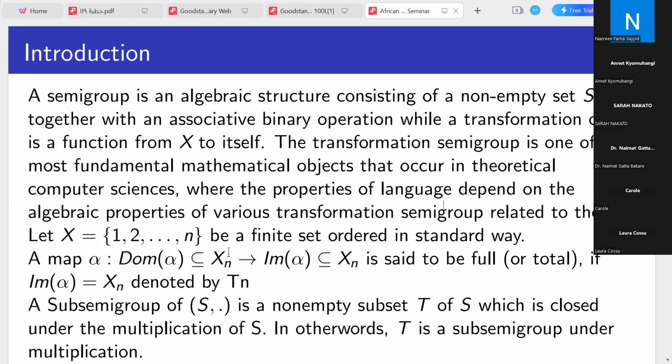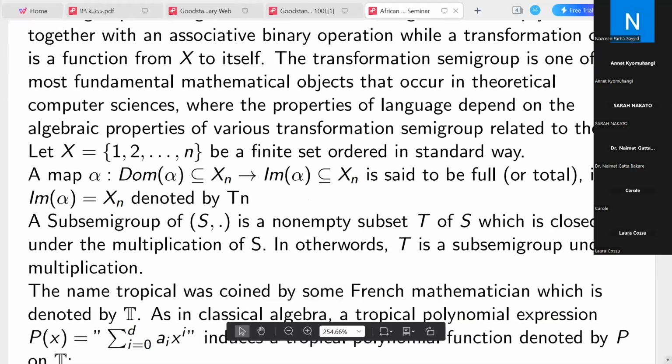After knowing the full transformation, we move further by looking at the subsemigroups. We have many subsemigroups of transformations. We have order preserving, order decreasing, order preserving and order decreasing, order reversing, and orientation preserving. We have so many subsemigroups. But based on this research, we only want to work on the order preserving transformation. So that is where I try to work on the order preserving transformation semigroup.